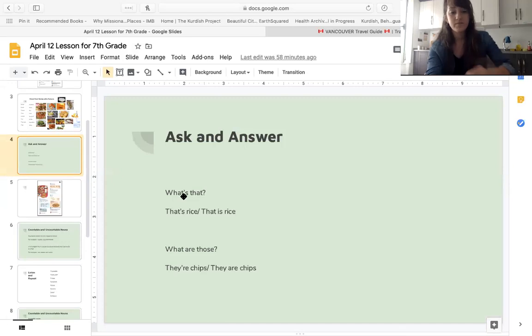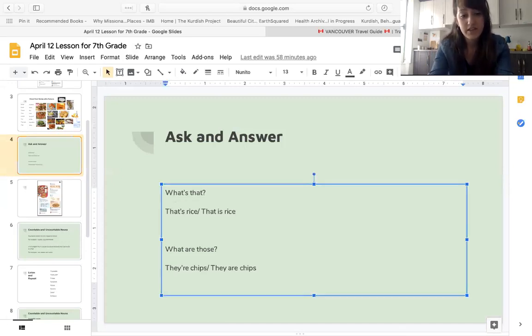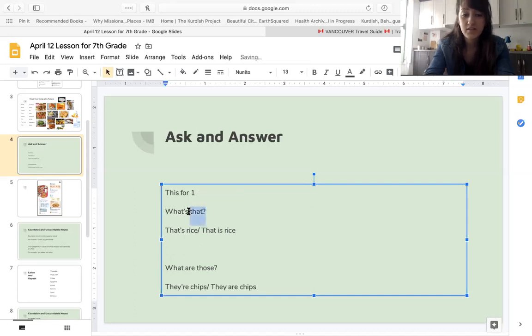In the same way, remember I use this for one. This is bread. I even use this for rice because we cannot count rice, so I use this for rice. But when I'm asking a question, I also use the word that. So if it's one item, such as bread or rice, I use this or that. I say, you repeat. What's that? That's rice. Or that is rice.